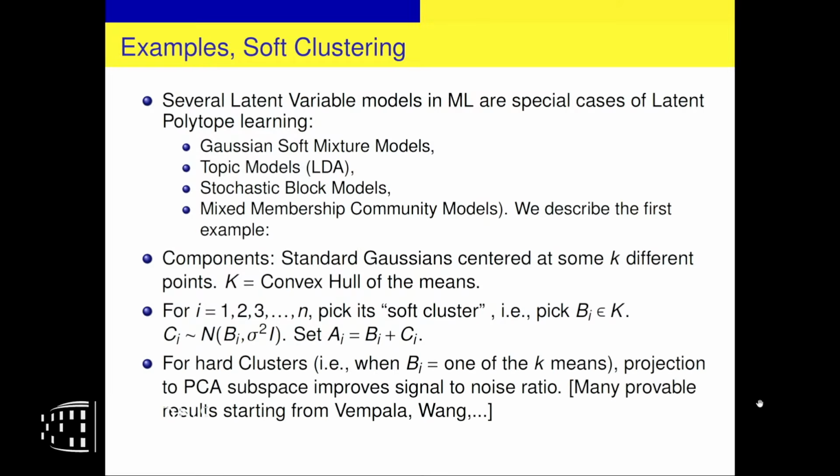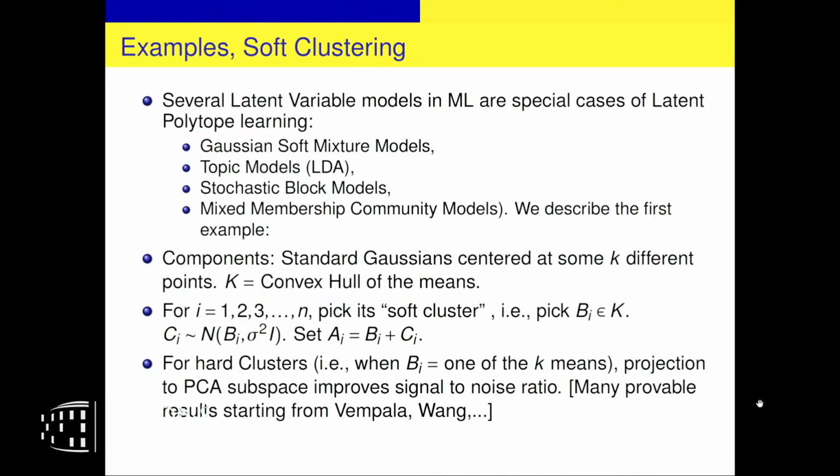For hard clusters, it is normal clustering, where everybody belongs to one cluster, one component. So the BI can be thought of as one of the means instead of a convex combination of the means. Projection to the principal component analysis subspace, if you're familiar with that, that's fine. Even if you're not, it doesn't matter very much what PCA is. Subspace reduces the signal-to-noise ratio.